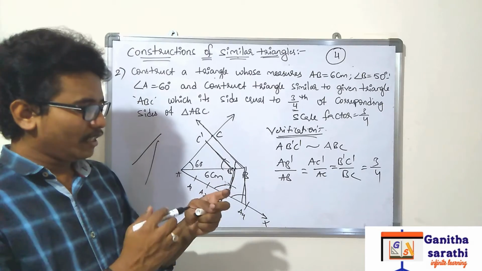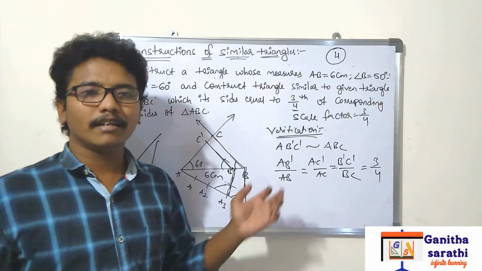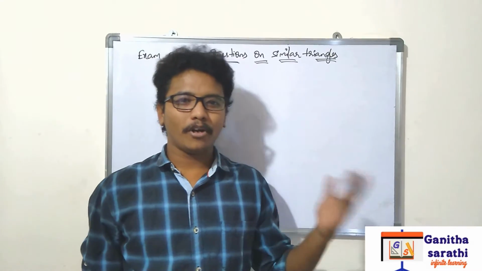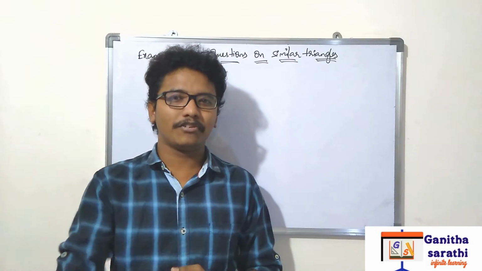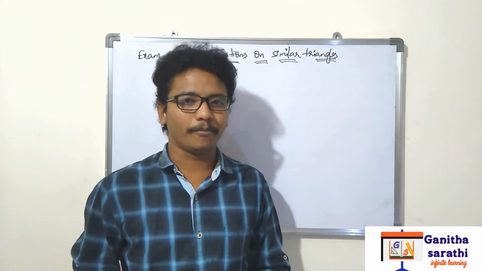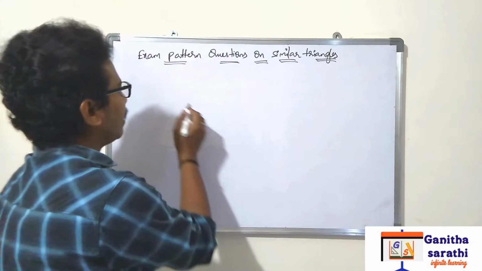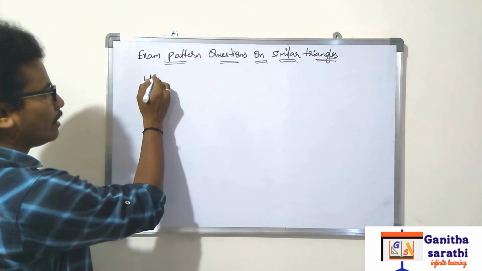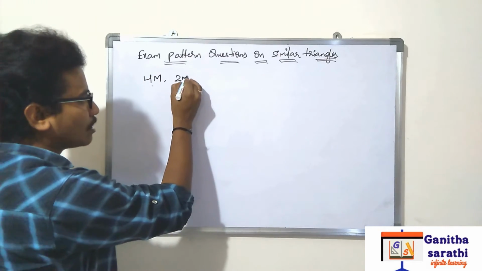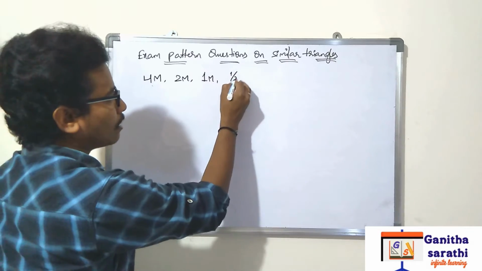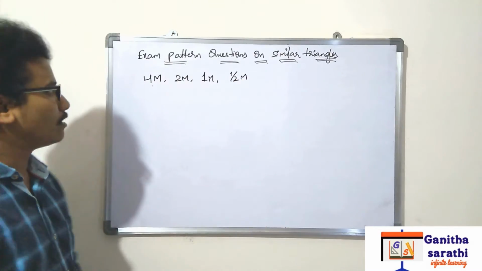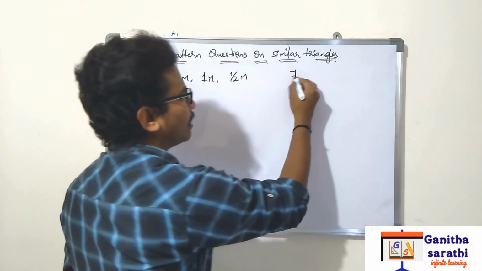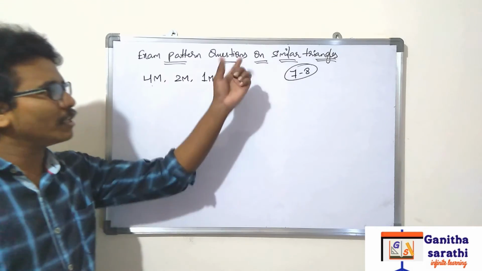Now we will discuss the exam point of view in the chapter similar triangles. So what kind of questions will we be getting from the exam point of view? First of all, the main important part is how many types of questions. 4 marks questions we will be getting definitely. Next 2 marks questions and 1 mark questions, which means bits. So totally, we can take 7 to 8 marks from similar triangles.